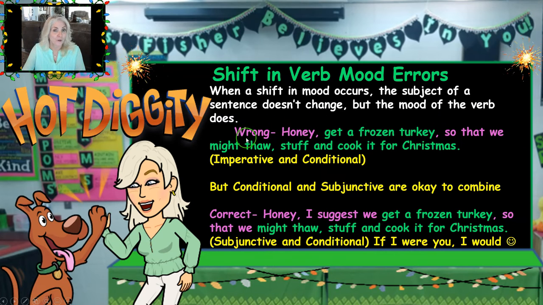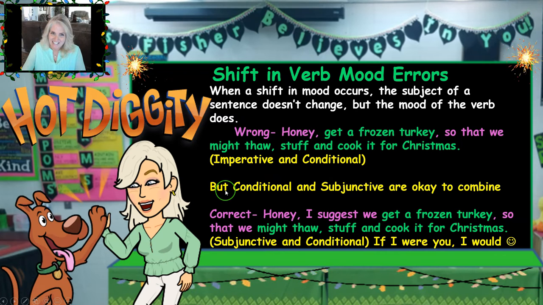So here's another wrong example. Honey, get a frozen turkey so that we might thaw, stuff, and cook it for Christmas. So here we have imperative and conditional. You don't want to have those two in one sentence. You want to keep it imperative, imperative, or conditional, conditional.